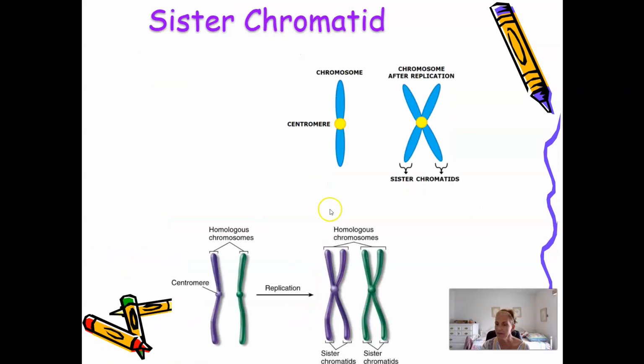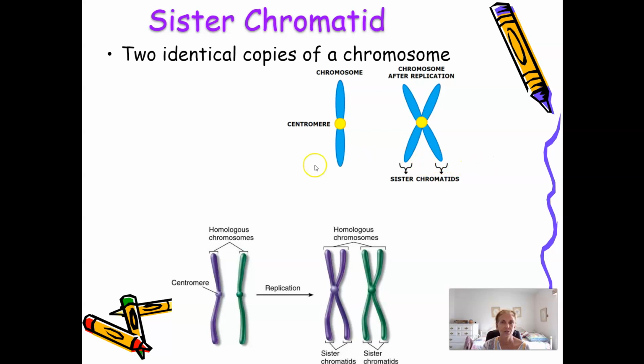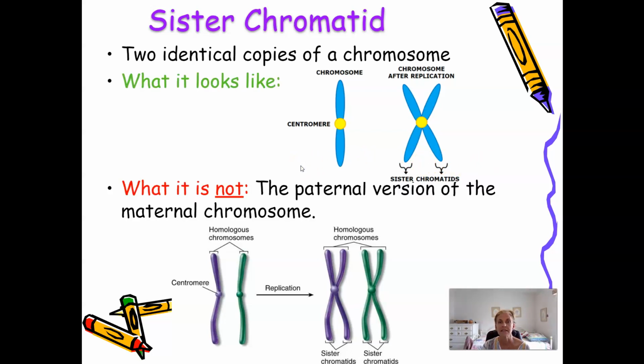Sister chromatids, we've talked about before, they're the replication, right? So here's an individual chromosome, and then in the S phase of interphase, we made copies, right? And we call the copies sisters. So 2 identical copies of a single chromosome are called sister chromatids. What it is not is the paternal, referring to father, version of the same chromosome from the maternal, mom.